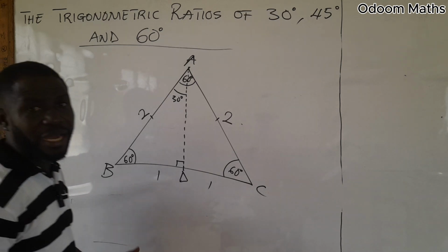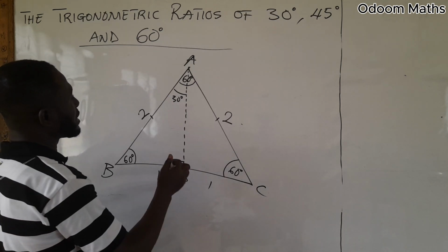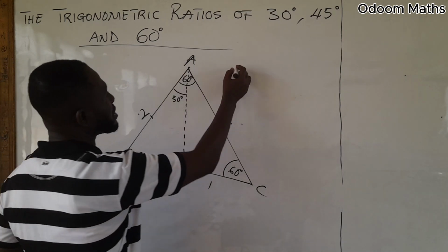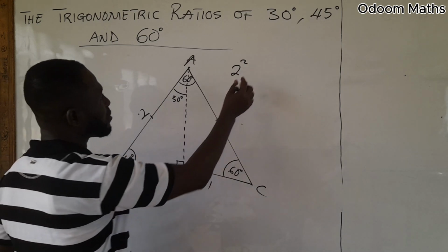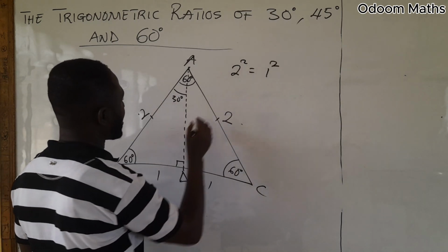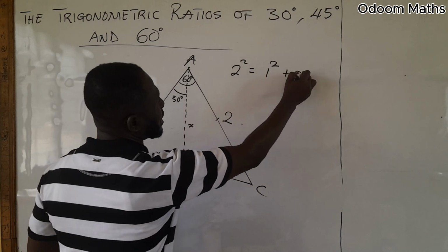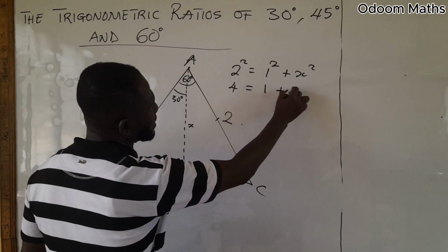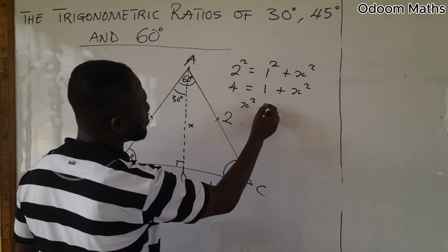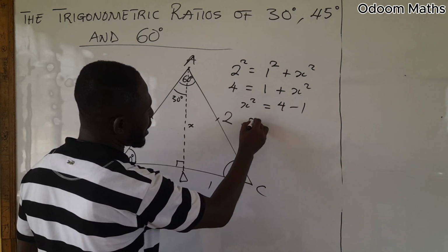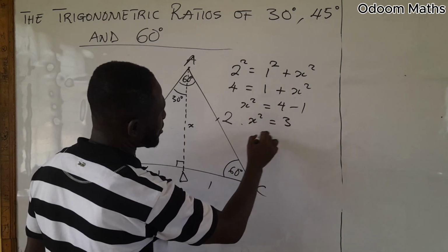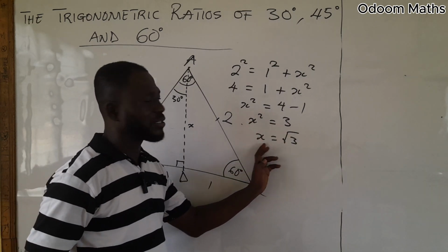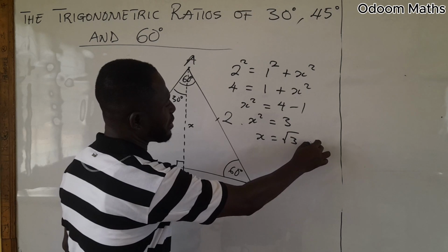So let's go by the Pythagoras theorem, and we say that the square of the hypotenuse is equal to the sum of squares of the other two sides. So 2 squared, the longest side, is equal to 1 squared plus, let me call this side x, x squared. So this is 4 equals 1 plus x squared, and then x squared becomes 4 minus 1. So x squared is going to be 3, which means x is equal to root 3. That is taking the square root of both sides. Root 3 units.